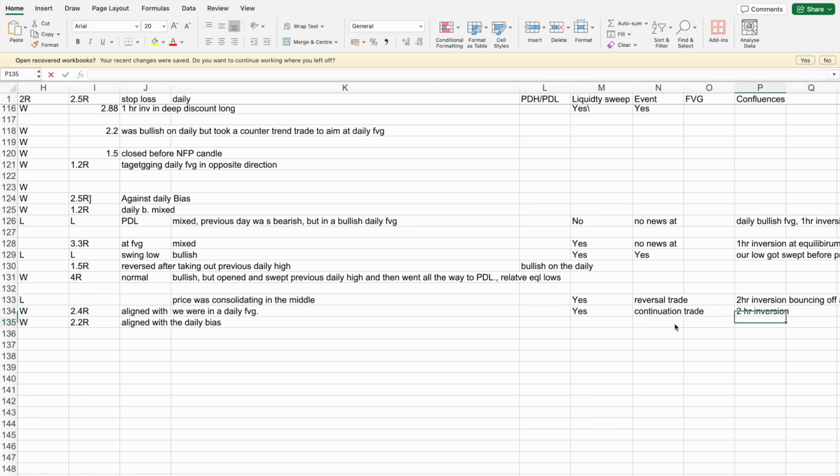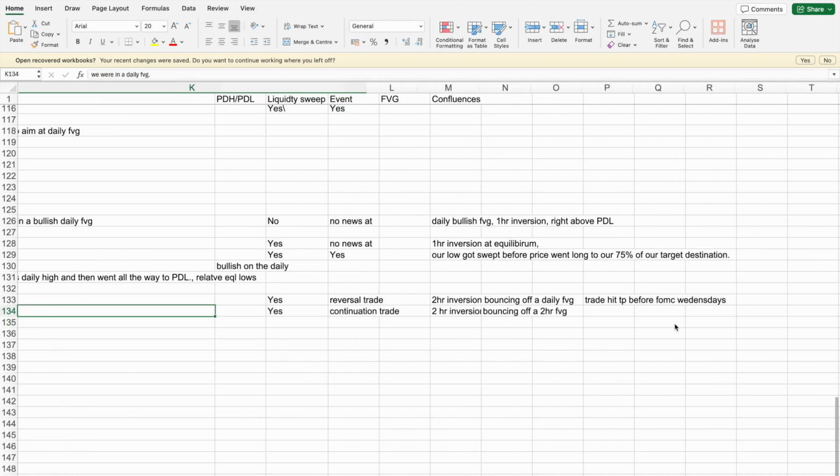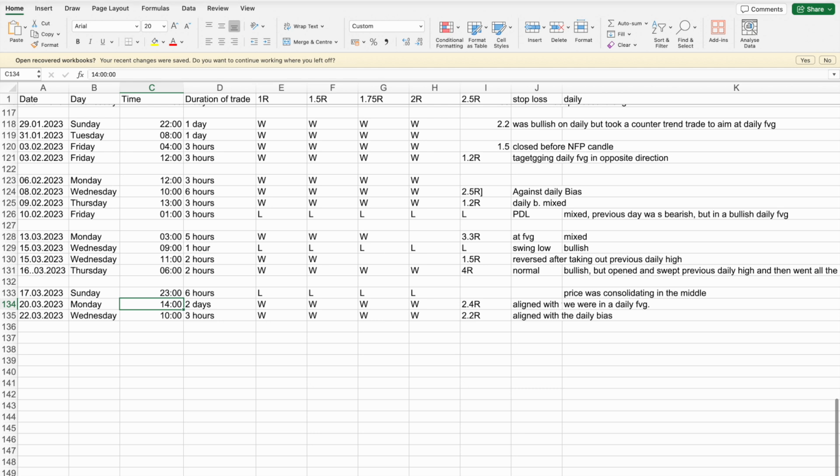2-hour inversion. Bouncing off a 2-hour FVG. So with these trades, what I noticed is that in the last 2 weeks of the month, when there's very little red folder news, it works really well.